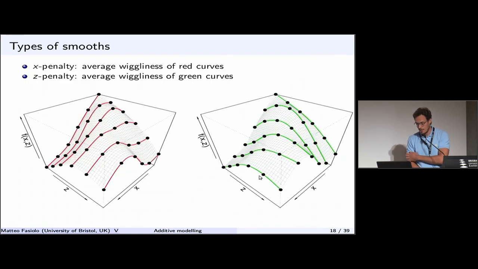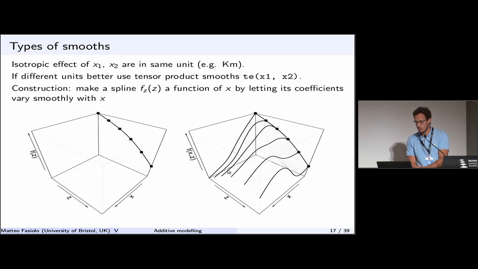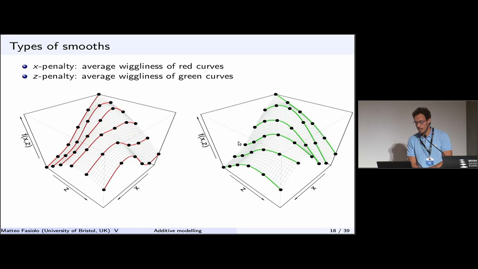The good thing about this is that then you will have not 1 penalty, but 2. One penalizes the average wiggliness across the red lines, so this will penalize the wiggliness across X. And then you have another penalty penalizing the wiggliness across Z. So these kinds of smooths allow you to penalize the wiggliness in a different way depending on each dimension.